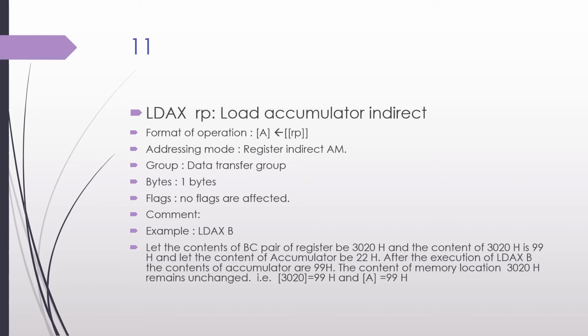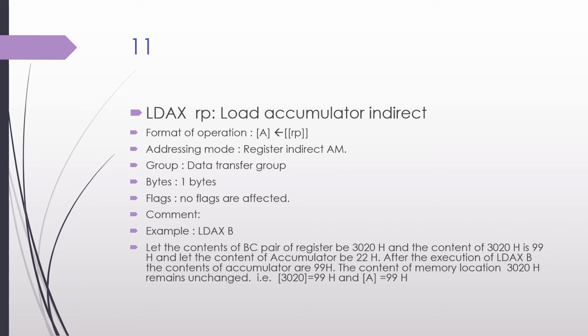So from that location the data is moving to accumulator. That is why it is written here within 2 square brackets. Why? Because the content of RP is the address, and the content at that address is the double square bracket. That data is moving to accumulator. Since we are not taking the address directly, but we are taking the data from the address, that's why it is register indirect addressing mode.